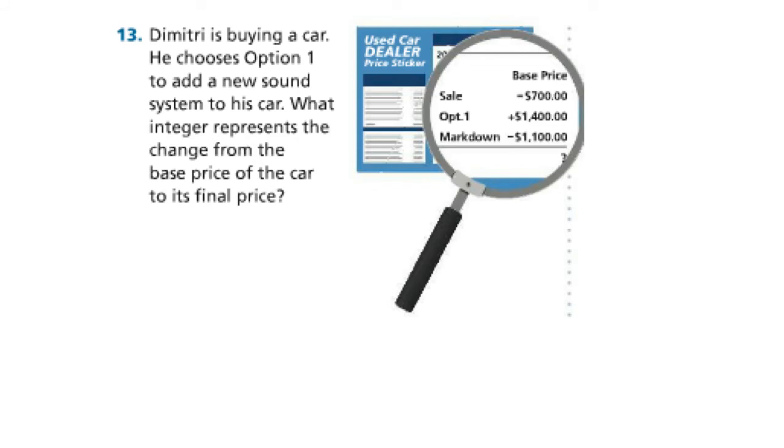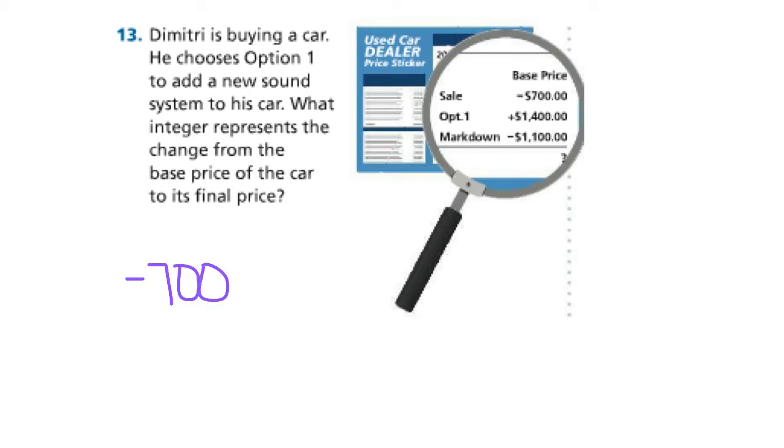Question 13. Dimitri is buying a car. He chooses option 1 to add a new sound system. What integer represents the change from the base price of the car to its final price? If we look inside the magnifying glass, the first change is that we are going to drop $700 because it's on sale.